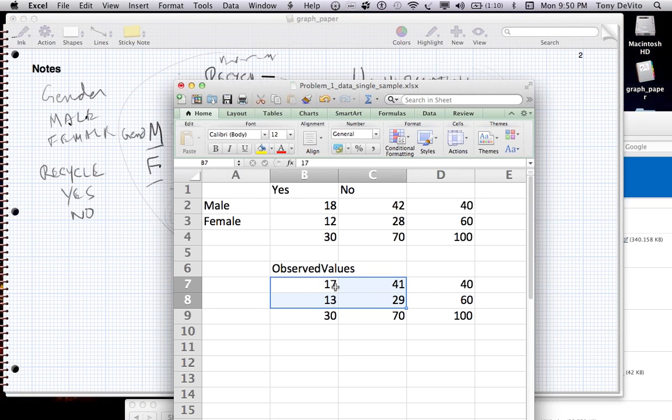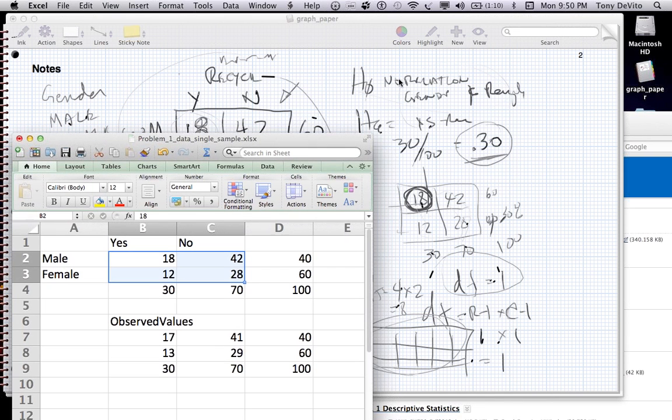Well, in this particular example, I got 17, 41, 13, and 29, right? Not much different than the ones that I expected to get. So when I look at this, I say to myself, I'm so close to my expected values that it's hard for me to say that the null hypothesis is wrong, right?